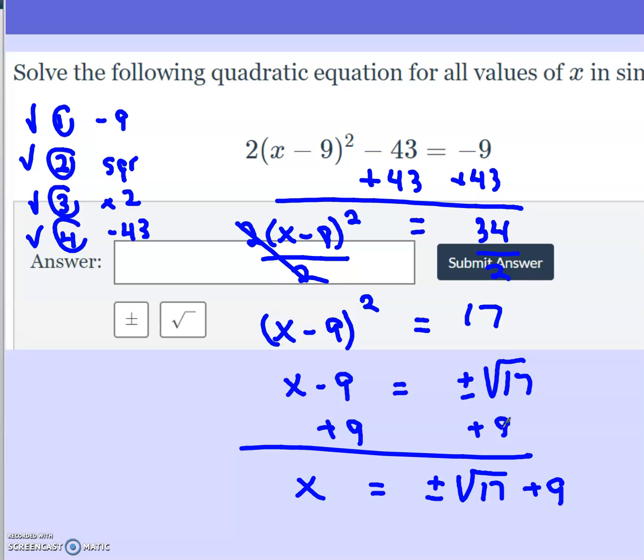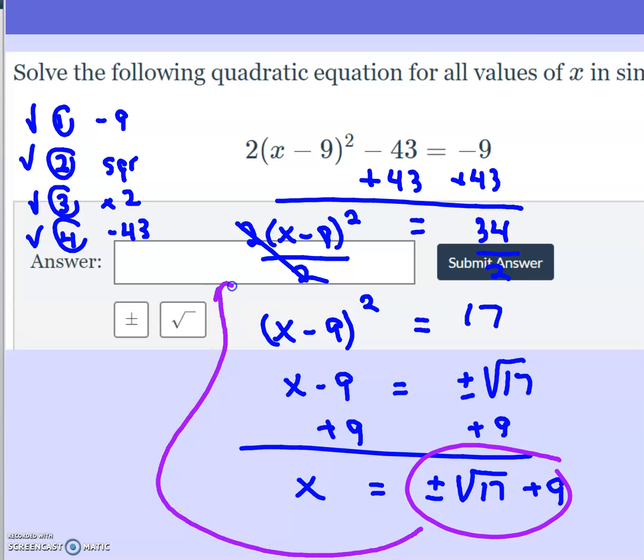So what you'll do is take this right here and type it in the box, but you'll need the plus or minus sign and you'll need that square root button right there. Okay, so hopefully that helps. Let's take a look at a few more.